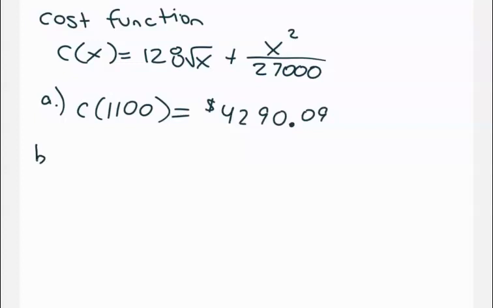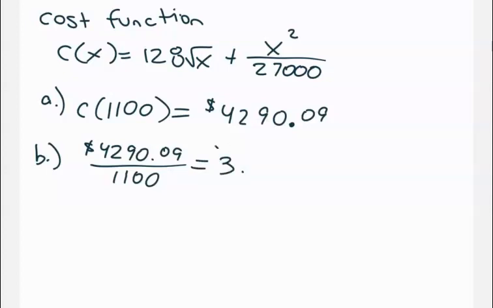All right, then part B wants the average cost at a production level of 1100. So picture what average cost means. This is the total amount it costs to make 1100 units. Average means how much does it cost for each unit, right? What's the average across those 1100? So you take your total cost and divide by the number of units you made.